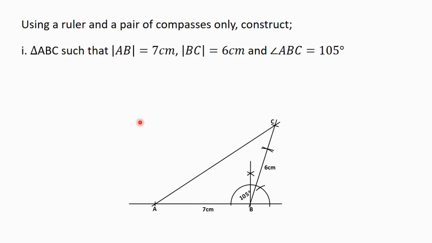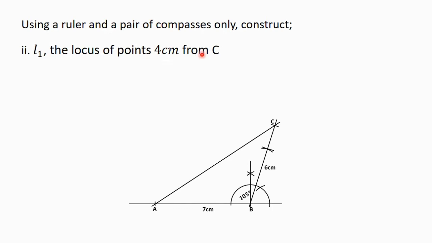Now let's continue. So for the first part of the question, we are asked to construct triangle ABC with the side AB as 7 centimeters, the side BC as 6 centimeters, and angle ABC as 105 degrees. That is what we have here. Let's move on to the second part of the question. It says that we should construct L1, the locus of points 4 centimeters from C.